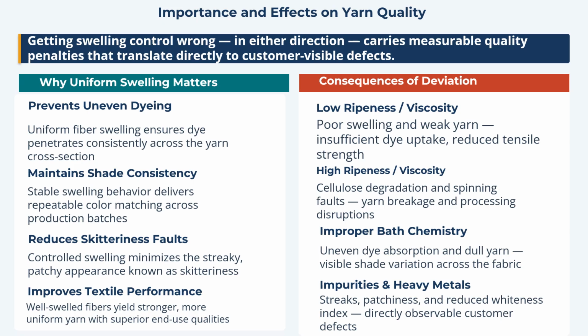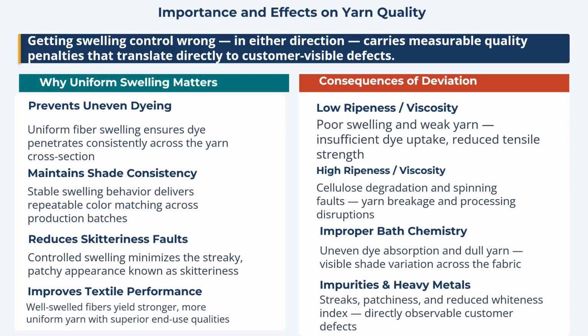Why is swelling control so important? Uniform swelling ensures that dye penetrates evenly throughout the yarn, preventing uneven dyeing and maintaining shade consistency from batch to batch. Good swelling control also reduces skitteriness and other visible dyeing defects. In addition, it contributes to stronger and more uniform yarn with better textile performance.